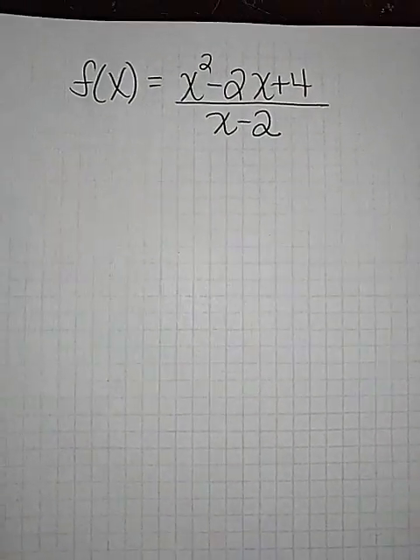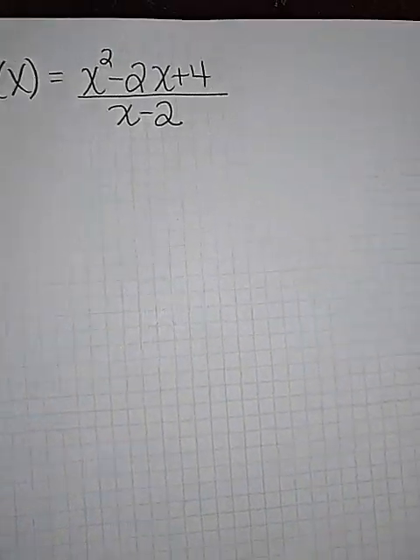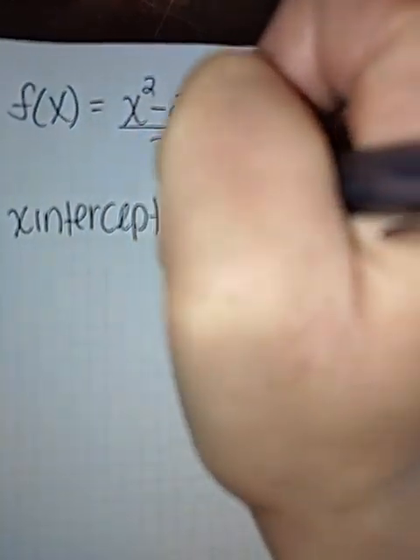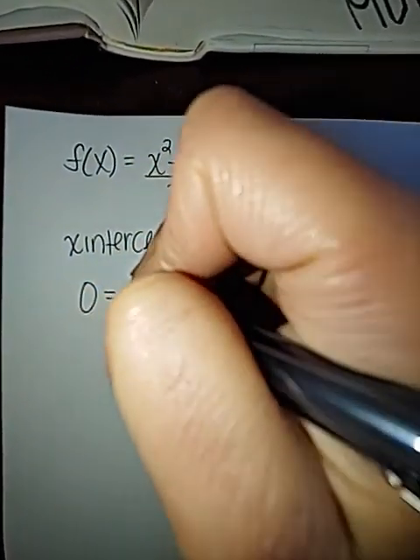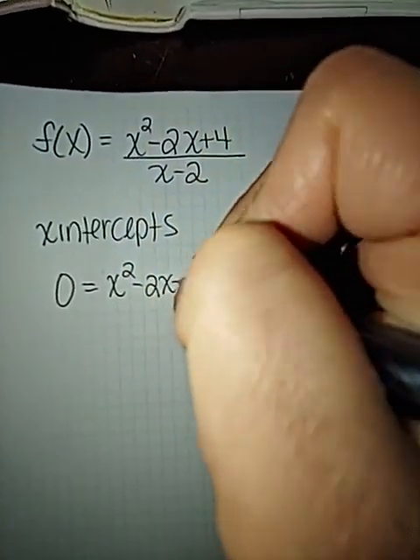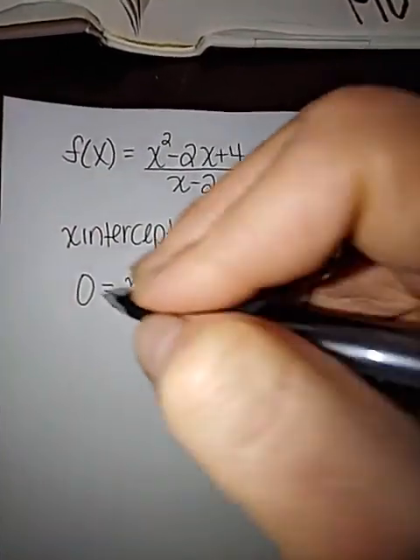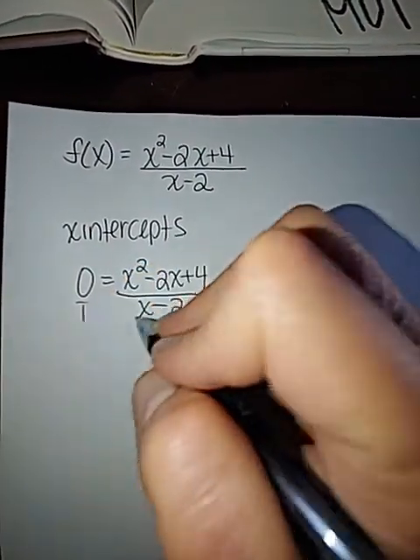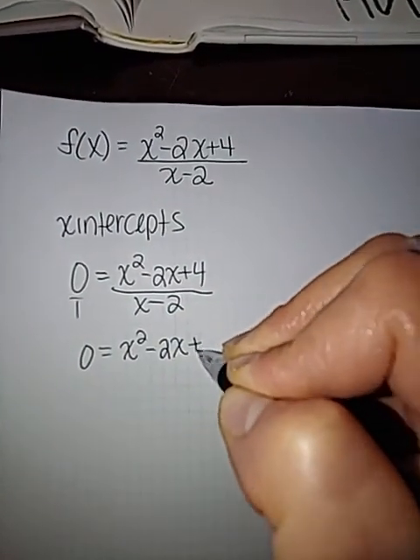All right, I'm going to do another example of how we can analyze and sketch a rational function using the first derivative. First thing I'm going to do is find my x-intercepts. To find my x-intercepts, I'm setting y equal to 0. Cross multiplying, or multiplying both sides by x minus 2, I get 0 equals x squared minus 2x plus 4.